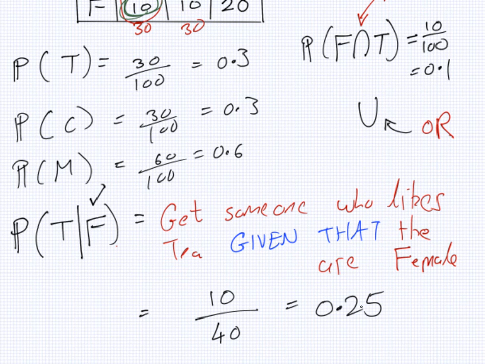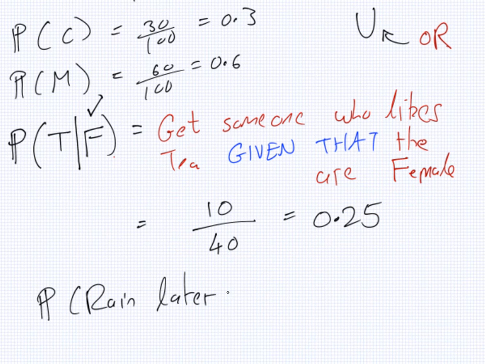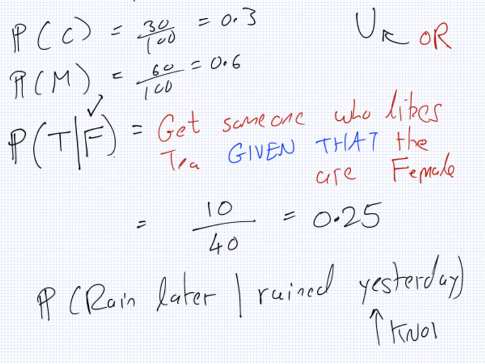So this symbol here means I know in advance that I'm only looking at females. An example you're maybe more familiar with is, what's the probability that it'll rain later today, given that it rained yesterday? You already know this. It's not random. You know it rained yesterday. This is the thing you want to know. And of course, this affects this.